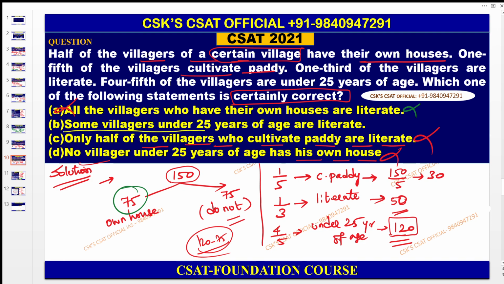So only the last one, option B: some villagers under 25 years of age are literate. Suppose if the statements are getting confusing, just move on with the elimination technique. Then easily you can derive that one. Okay. So the answer for this question here is B.